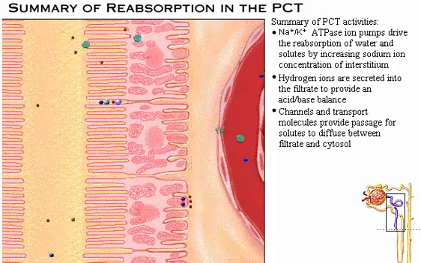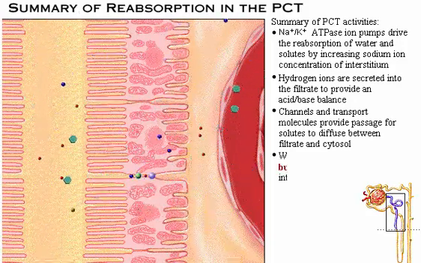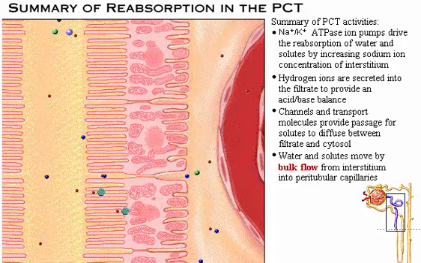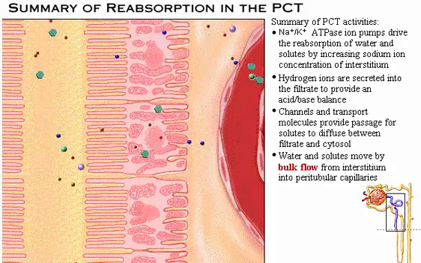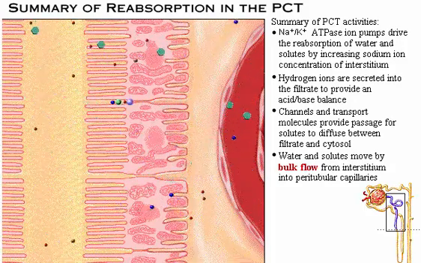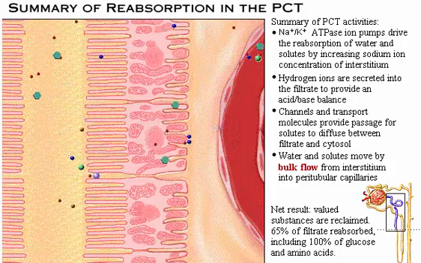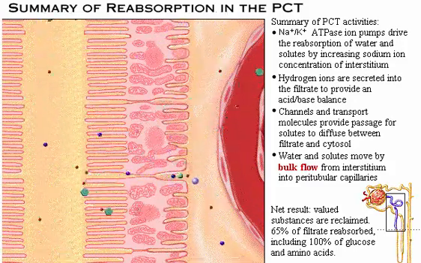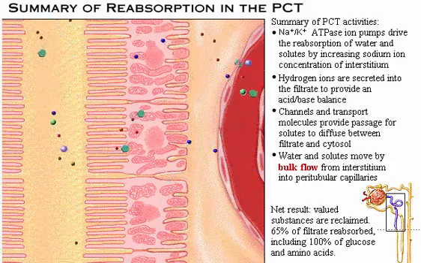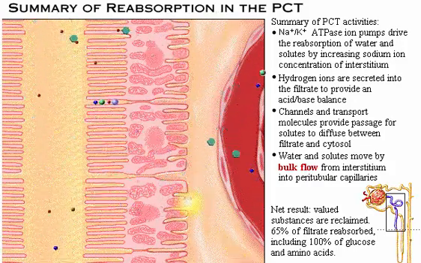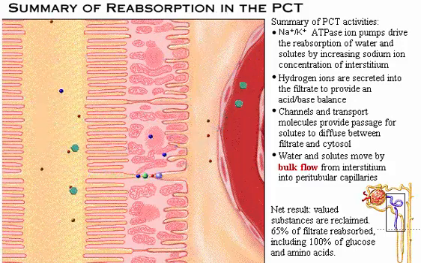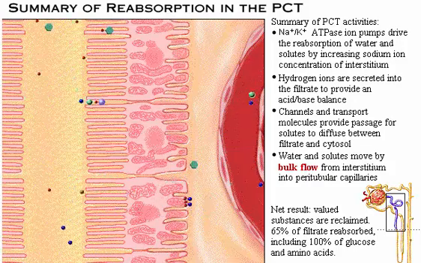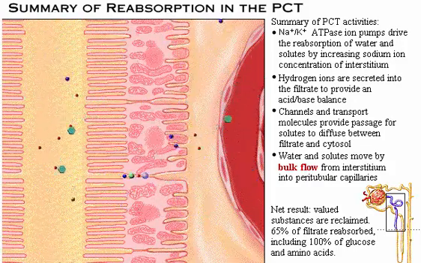Water and solutes move by bulk flow from the interstitium into peritubular capillaries to complete their reabsorption process. As a result, valued substances have been reclaimed. Approximately 65% of the filtrate is reabsorbed into the peritubular capillaries from the PCT. Included in this reabsorbed volume is virtually 100% of the filtered glucose, amino acids, and any proteins that may have escaped from the glomerulus.